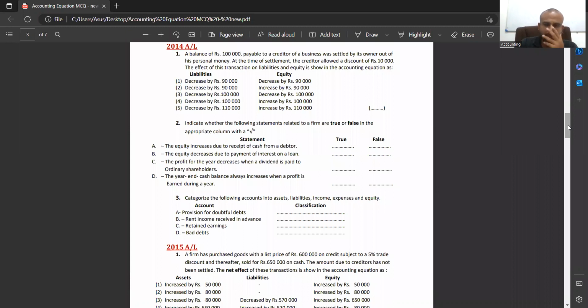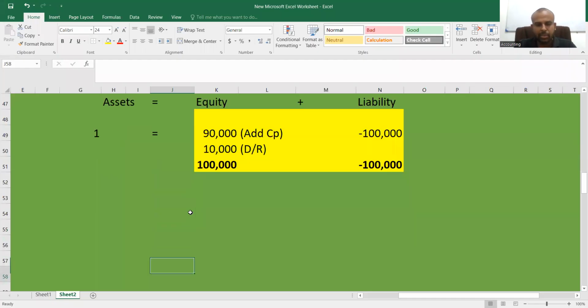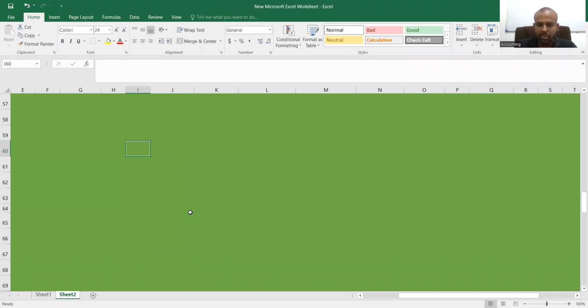Indicate whether the following statements true or false. Right. Okay. First one. Equity increases due to the receipt of the cash from the debtor. But when you receive the cash from the debtor, what will happen to the equity? Will the equity be changed? No, it is false. පුතා අපි debtor කෙනෙක්ගෙන් සල්ලි ගත්තාම what will happen? What is the effect on the equation? Assets equal equity plus liability. This is a basic accounting equation. What will happen?